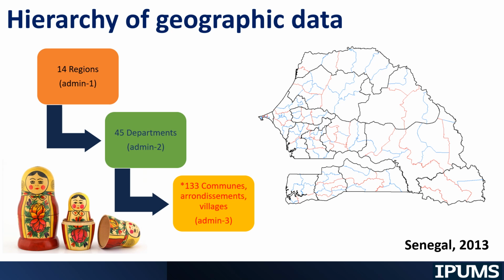So in terms of Senegal, the black lines are the regions. They are the first administrative level of geography. The blue lines are the departments. They are the second administrative level of geography. And then you have communes, arrondissements, and villages.